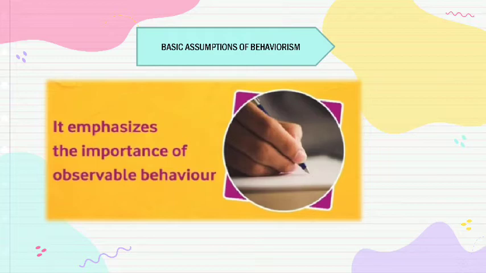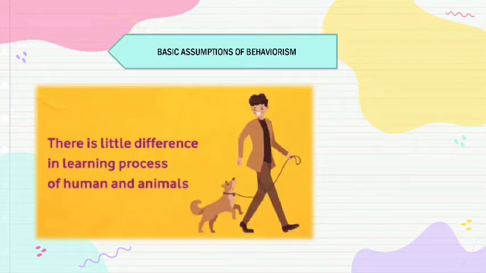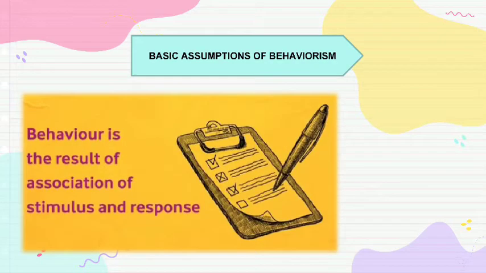And the next assumption is that there is little difference in the learning process of humans and animals. This is evident from the many experiments of behaviorist theorists where animals were taken through the process of learning and their behavior was modified. With the various laws of learning, behavior is the result of association of stimulus and response.